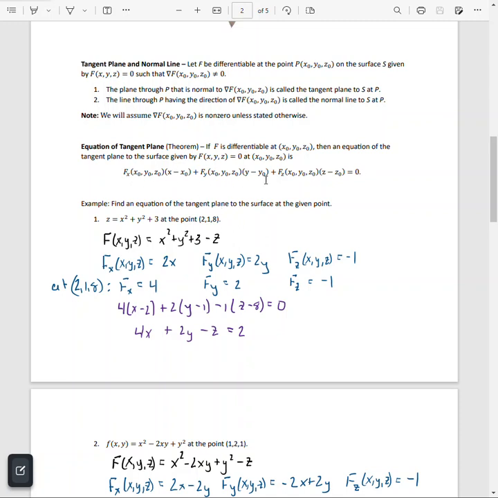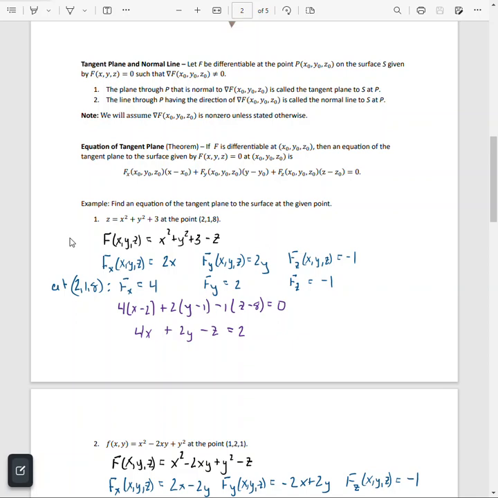So this is what I'm looking for. So I'm given z equals x squared plus y squared plus 3. My first step, I'm going to find capital F of x, y, z by subtracting z from both sides. Capital F is equal to x squared plus y squared plus 3 minus z.